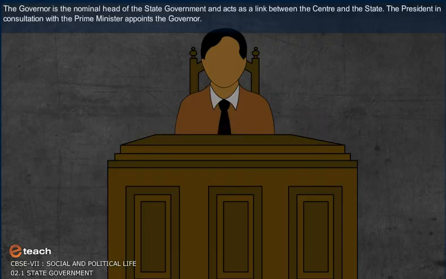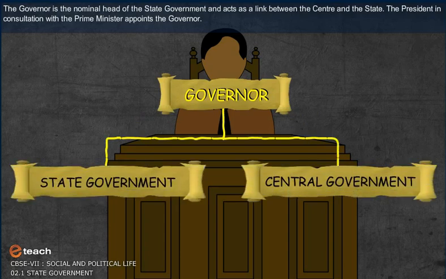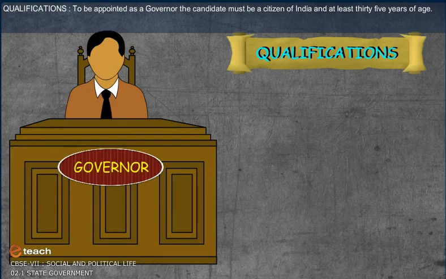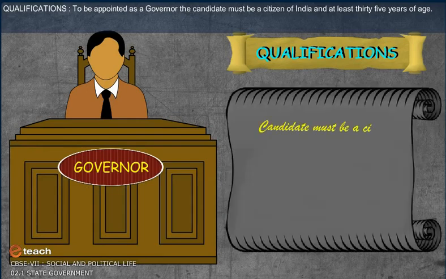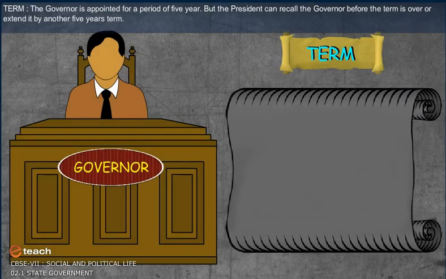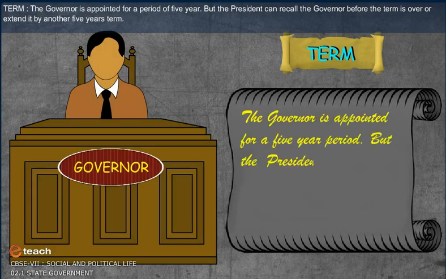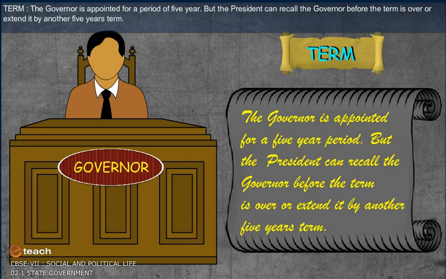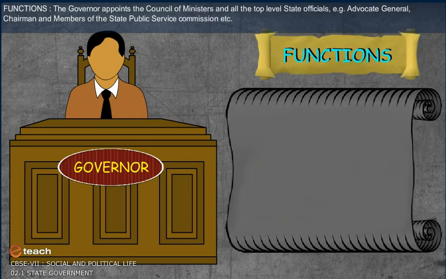The Governor. The Governor is the nominal head of the state government and acts as a link between the center and the state. The President, in consultation with the Prime Minister, appoints the Governor. Qualifications. To be appointed as a Governor, the candidate must be a citizen of India and at least 35 years of age. Term. The Governor is appointed for a period of 5 years, but the President can recall the Governor before the term is over or extend it by another 5 years.